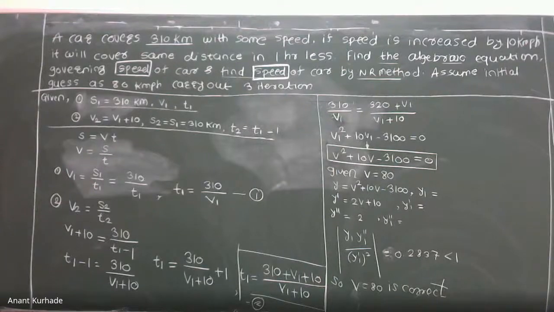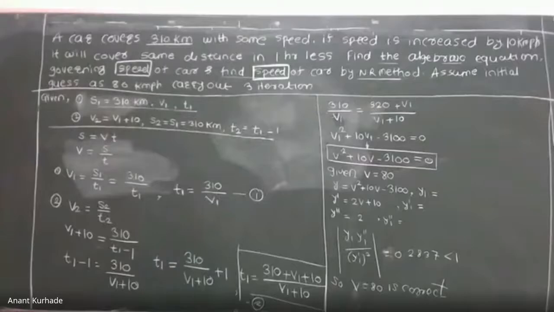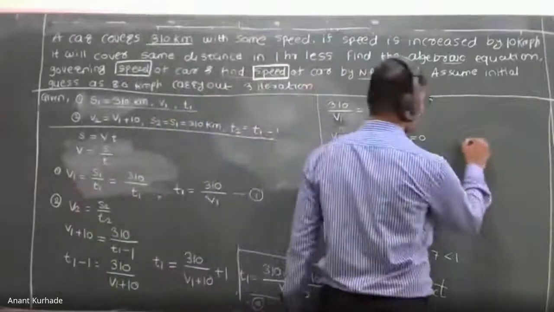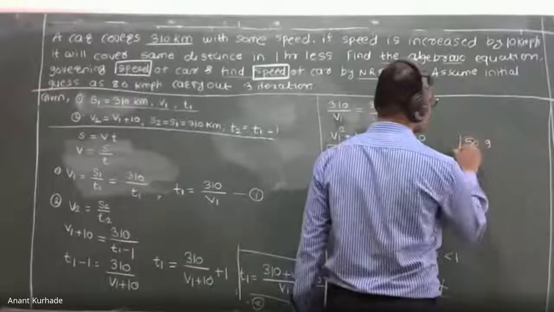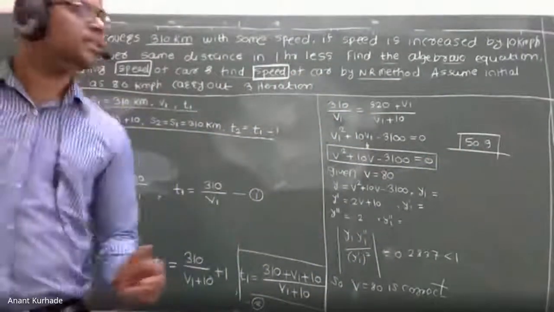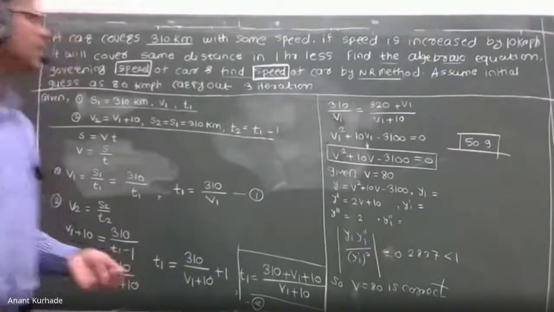Wait, sir. Do this. So we have last 51.105. Okay, 51.105. So the final answer is 50.9. This is your final answer after third iteration. So at last you have to write that after three iterations the velocity is equal to 50.9.